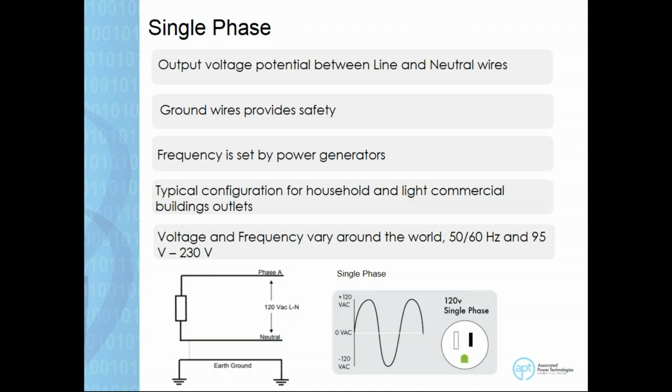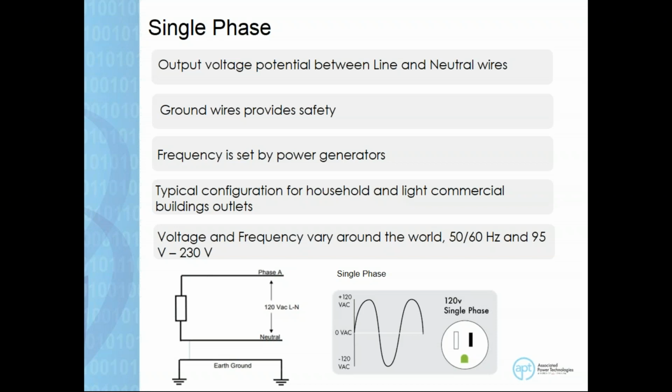So in a single phase configuration, you have 3 wires: a line, a neutral, and ground. Now the frequency of this single phase is set by the generators. In the US, when the utility companies are generating this power, they're setting the frequency at 60 hertz. Overseas, this frequency may change to 50 hertz. Some other places may have a different frequency. The majority of the time you will see frequency listings of either 60 hertz or 50 hertz.